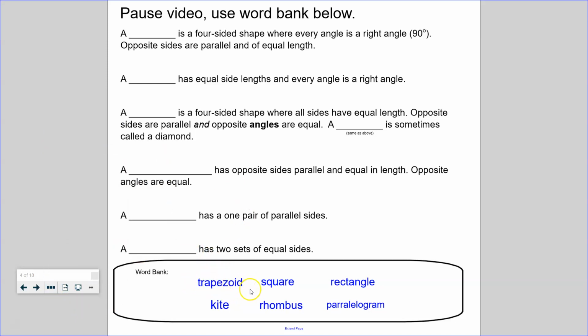A blank is a four-sided shape where every angle is a right angle. Opposite sides are parallel and of equal length. All right, well, that would be a rectangle. You'll have to write these in, but I made them so I can just move them. A blank has equal side lengths and every angle is a right angle. That is a square.